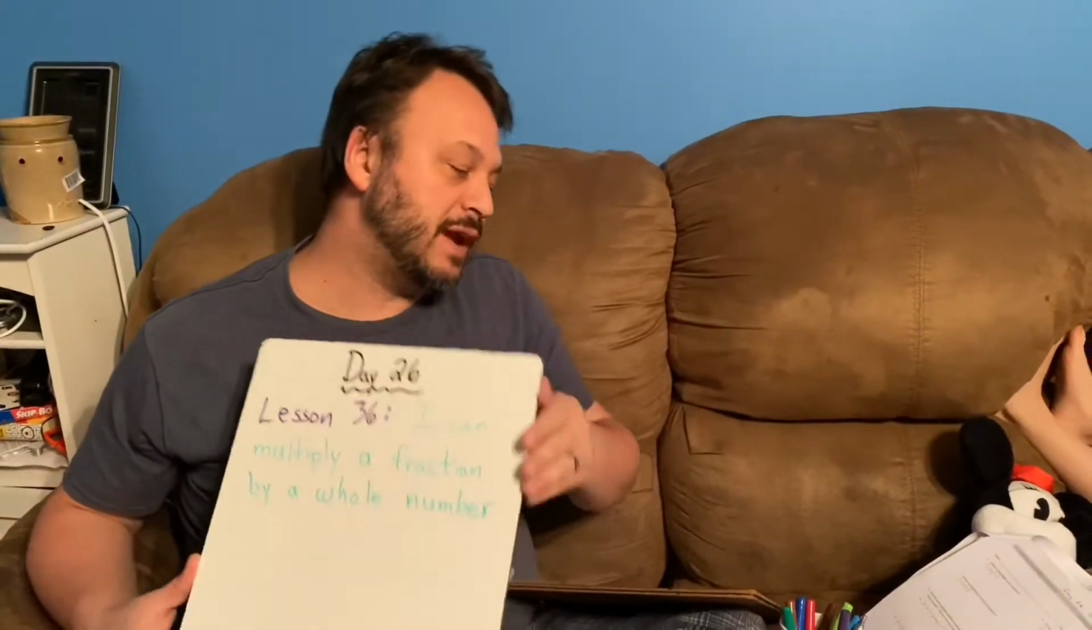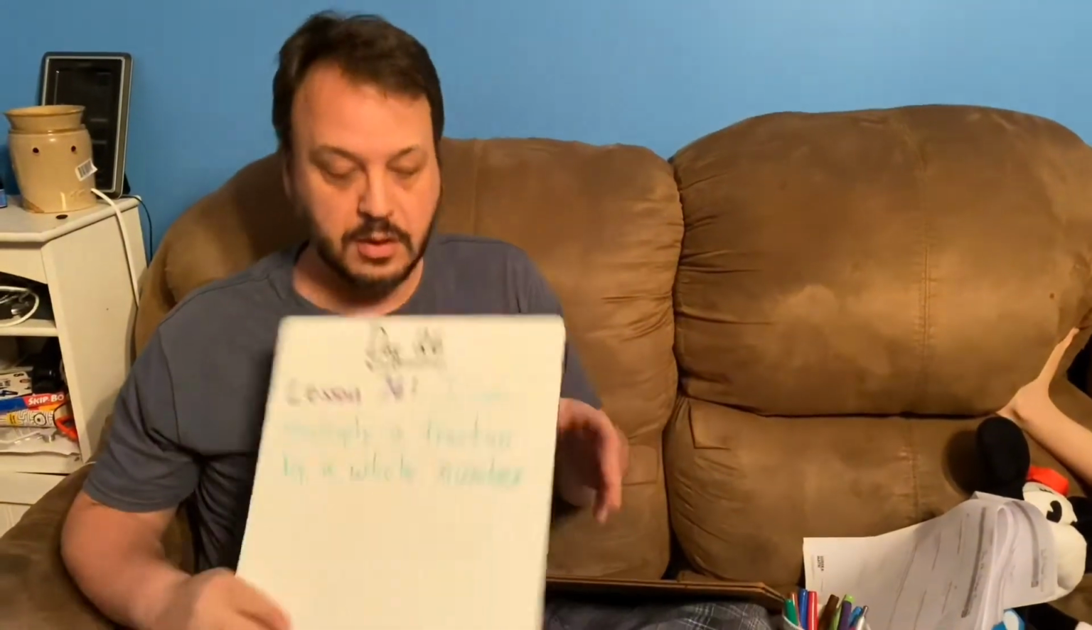Now, if you look at the very bottom of your little packet there, in the really little letters, it says, I represent the multiplication of n times a over b using the associative property of visual model. Okay, that's a lot of words. I'm going to make this short and simple for you. This video is going to be pretty short because honestly, we've done this stuff before. We're just going to multiply a whole number times a fraction.